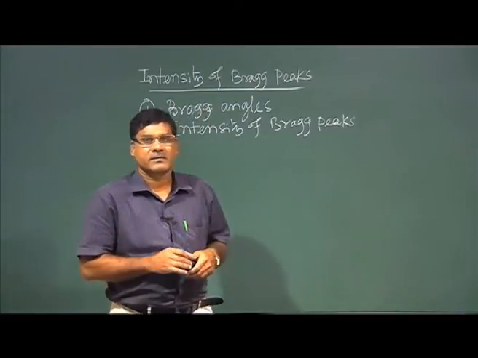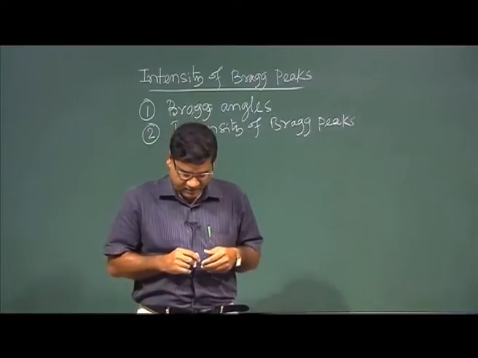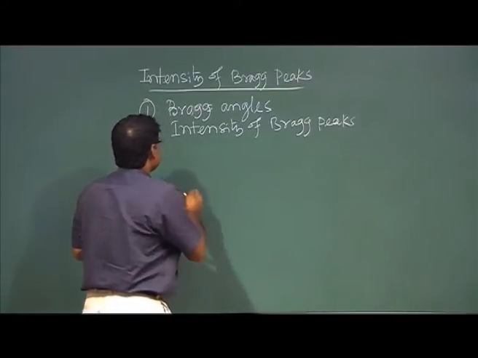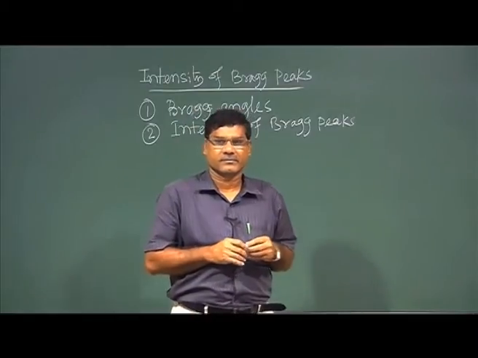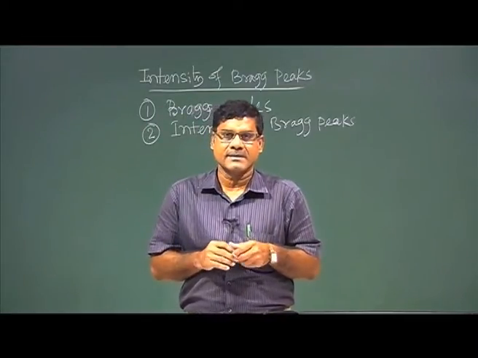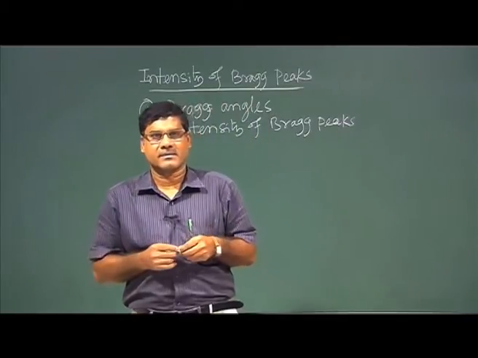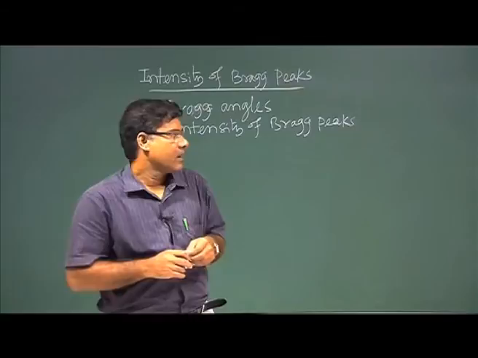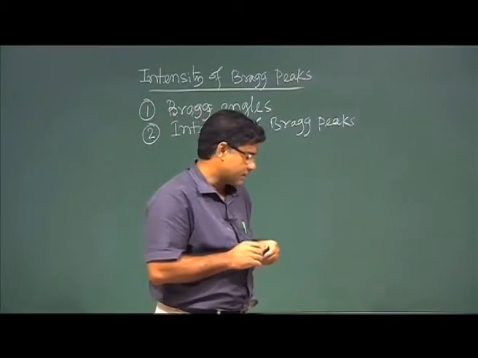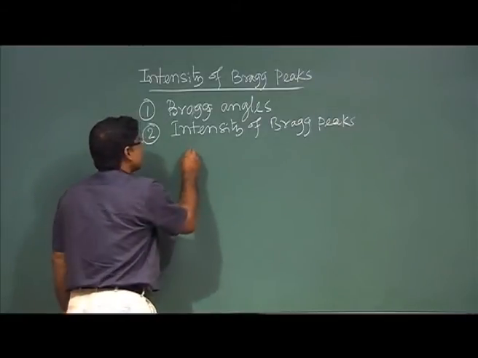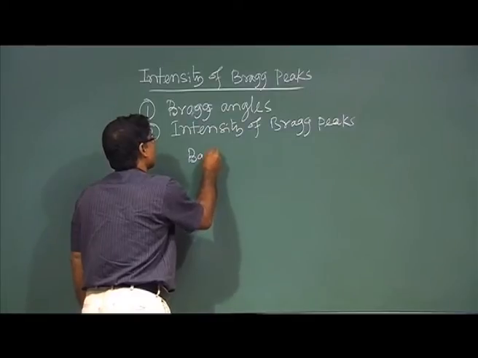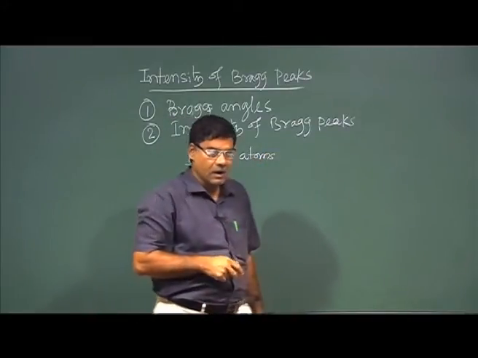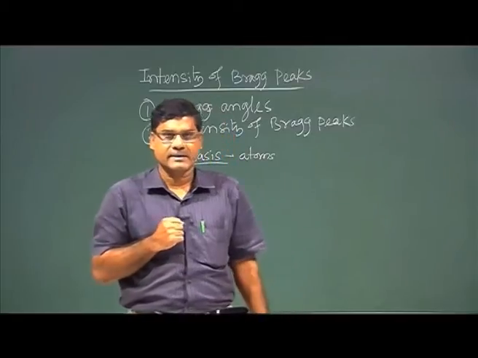So, these peaks are from different planes, Bragg planes, crystal planes, and different planes have different areal density of lattice points. One may think that the intensities are different because of that, but it is not the only reason. That is one factor, but another factor is the basis, meaning atoms or group of atoms, and how they are arranged in the Bravais lattice.